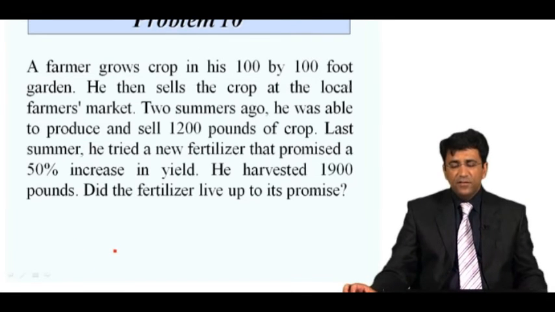Now students, again, this is a very simple question. This is actually our output, that is 1200 pounds before the use of the new fertilizer, and this is our input, that is the 100 by 100 area of that particular crop land. So this is taken as input. 100 multiplied by 100 will be equal to 10,000.